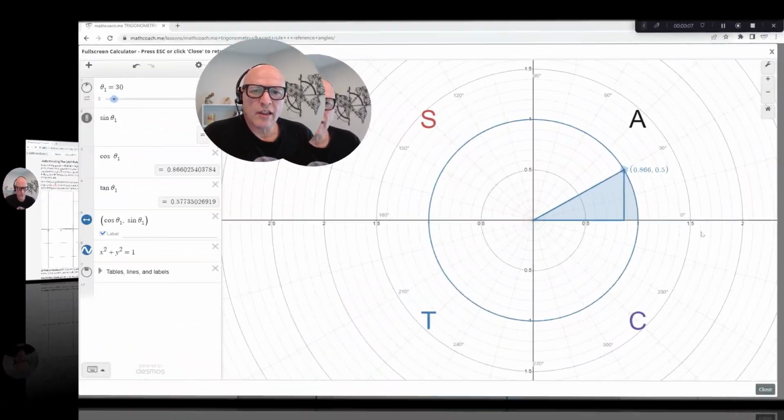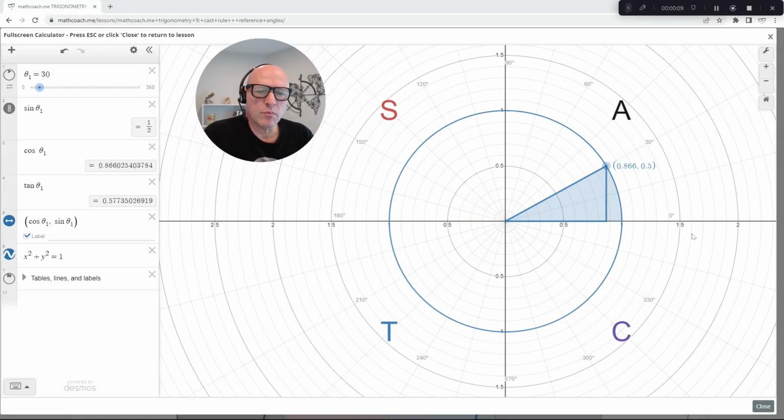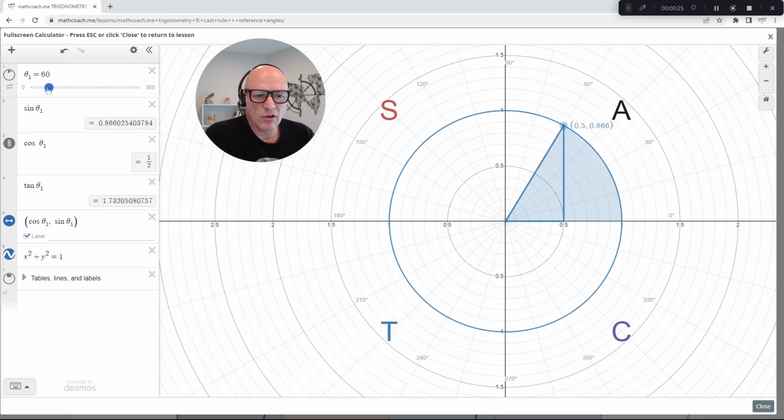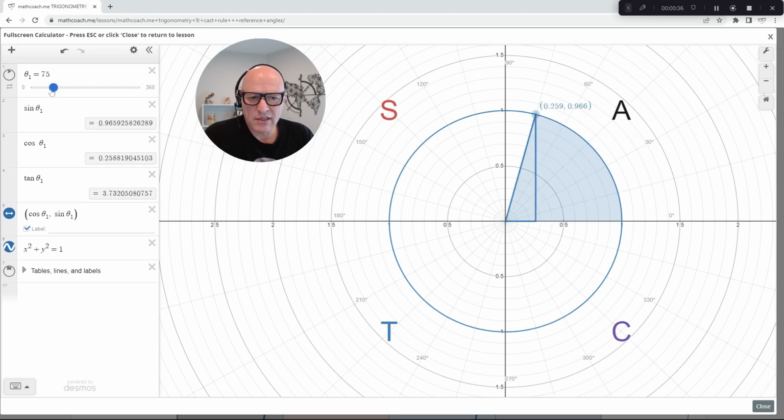This Desmos calculator provides another way to explore the cast rule, both visually and interactively. So we can see the cast rule has been applied, C in quadrant 4, A, S, and T, working around the quadrants. And we also have a unit circle, and I can change the angle within my unit circle. In quadrant 1, I can see that for all trig ratios, we have positive values. It just remains positive throughout quadrant 1 for all three trig ratios.